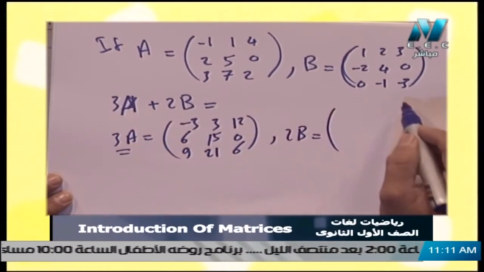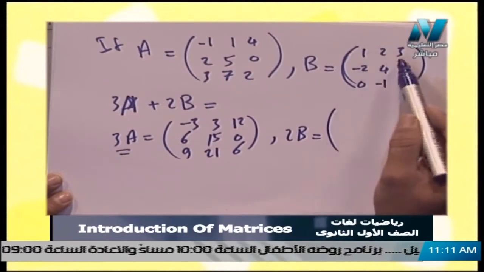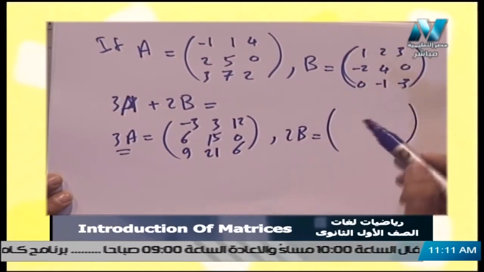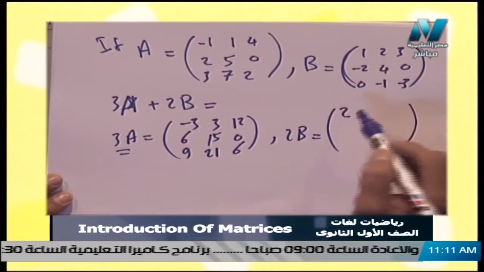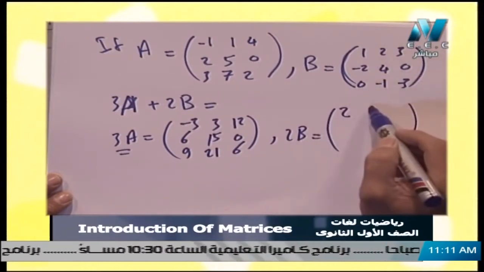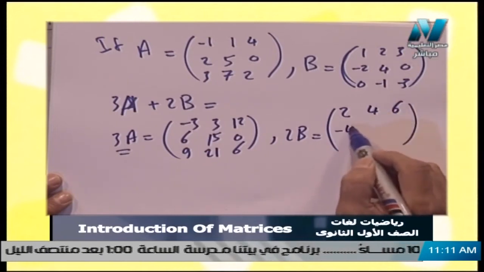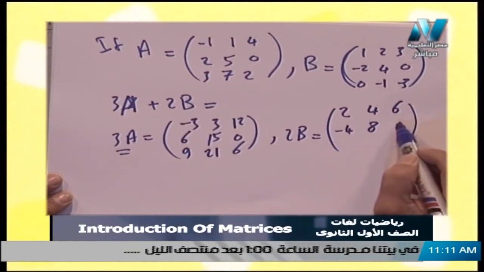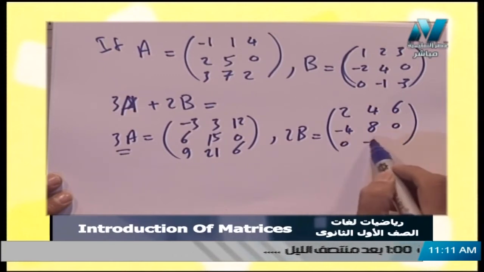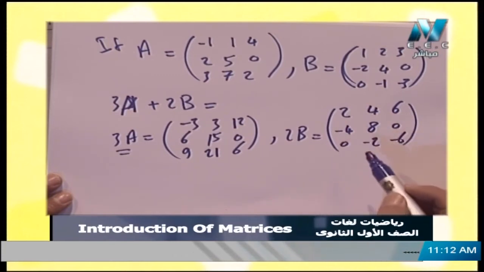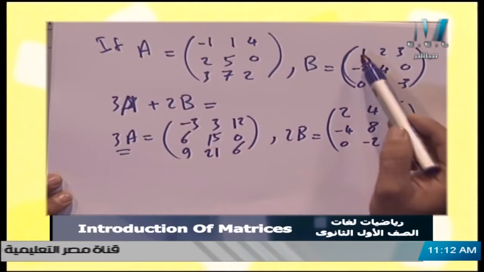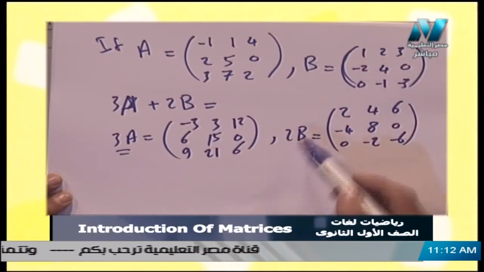And 2B, we will multiply each element of B by 2. So 2 times 1 equals 2. 2 times 2 equals 4. 2 times 3 equals 6. Negative 4, 8, 0, 0, negative 2, negative 6. We multiplied each number of this matrix by 2 because it's 2B.